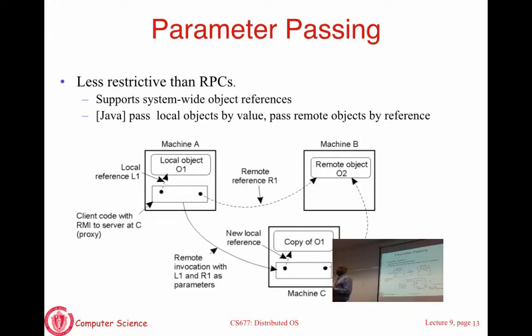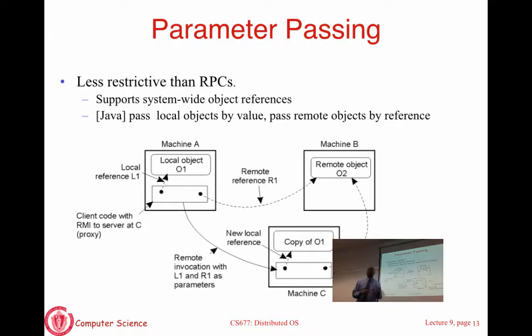Which is what Java actually allows you to do. Any questions on this? Okay, so what you should take away is there are more modern RPC and RMI systems where you can actually pass arguments by reference. That's the more important takeaway. And it's harder to do. That's also important to keep in mind.